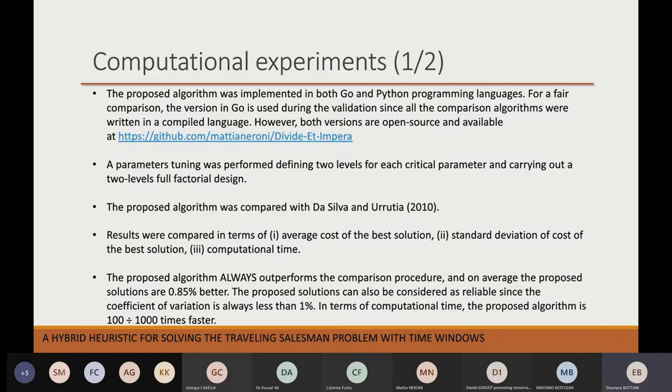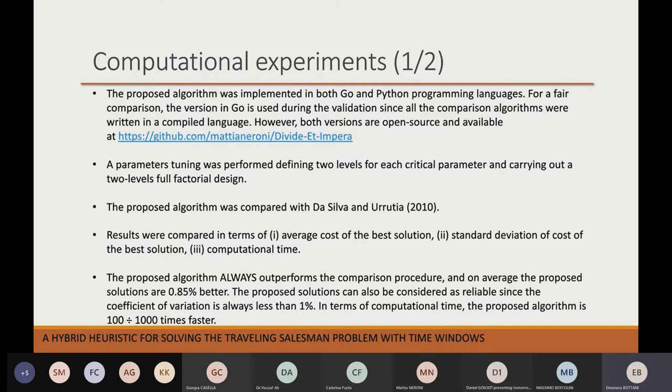For the validation, we implemented the algorithm in both Golang and Python. You find both implementations open source at this link, but we used Golang for the paper because the comparison algorithm was written in a compiled language, so it was more fair. We did, of course, parameter tuning using a two-level full factorial design for each critical parameter. And we compared it with Silvio and Rutia, which is a very good algorithm, and also because they consider big size TSPTW problems, with 450 nodes and so on.